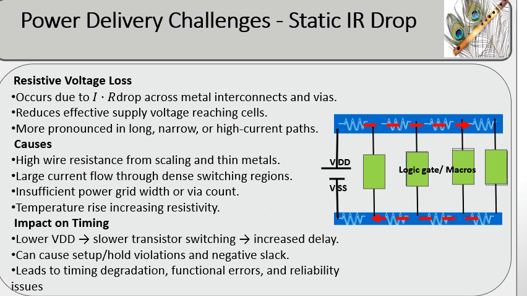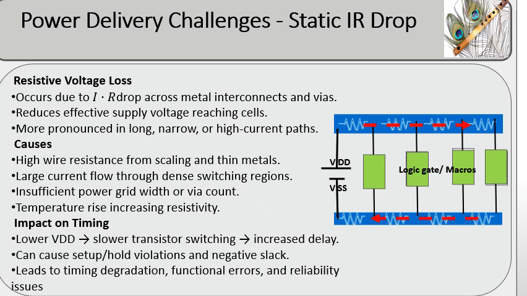Static IR drop is the voltage loss that occurs when current flows through the resistance of the power distribution network. As current passes through metal interconnects and vias, part of the supply voltage is lost before reaching the logic cells. This voltage drop is more severe in long, narrow interconnects, high current paths, and densely switching regions. Higher temperature further increases metal resistance, making the IR drop even larger.